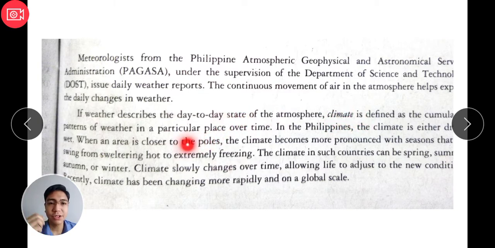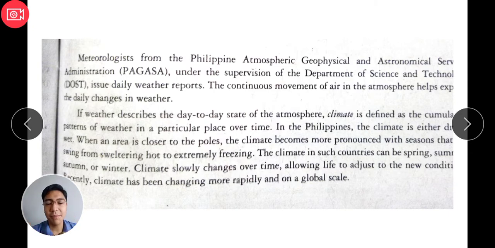So if weather describes day-to-day, ito na, ang pinagkaiba ng ating weather and climate. Kung weather day-to-day, okay, si climate naman is cumulative patterns of weather in a particular place over time. So pang long term to. Kung si weather is short term, si climate is long term.